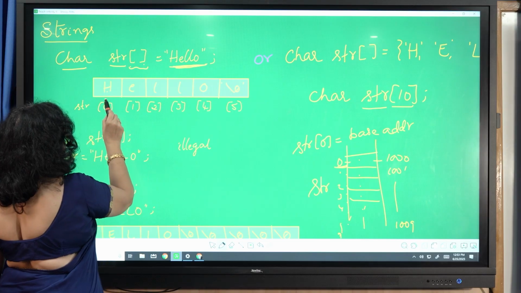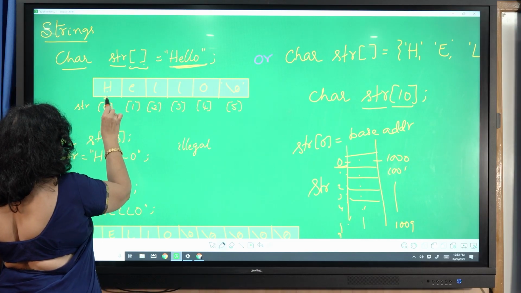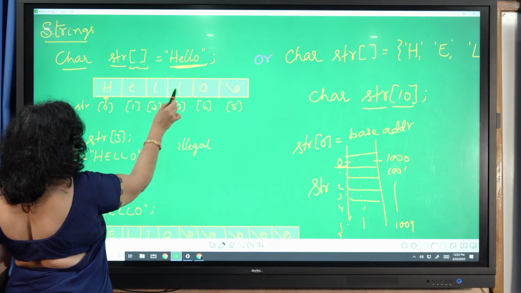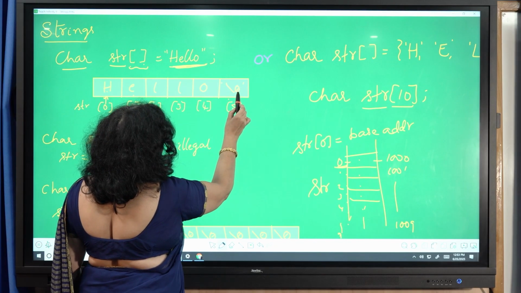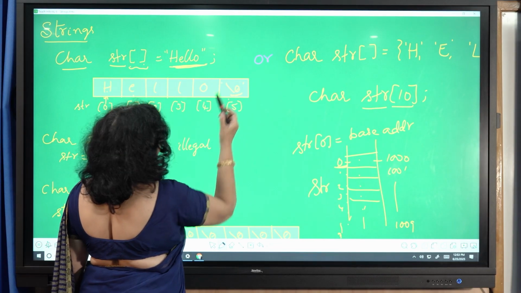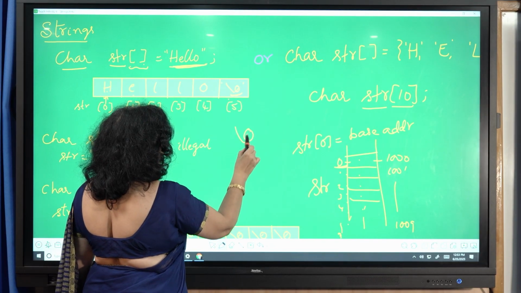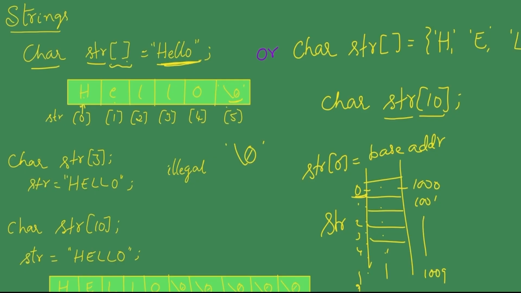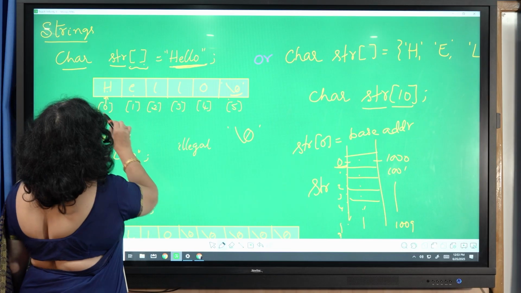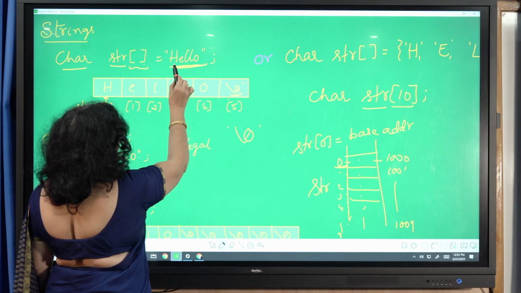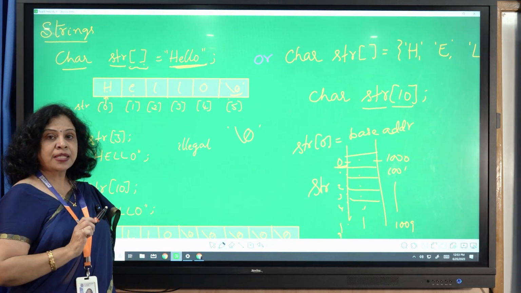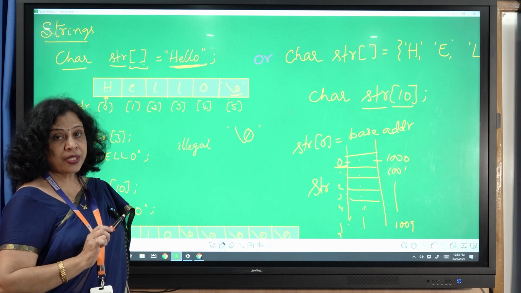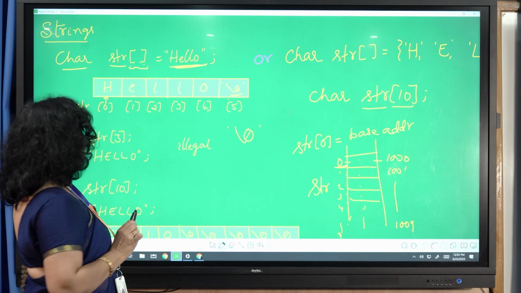Now having declared and initialized hello, let's see how this has been stored in the memory. H is stored in the base address, then HELLO. The string length is 5, which is terminated by a null character. The compiler is going to add this null character by itself. So for storing a string of length 5, we need 6 memory locations including the null character.